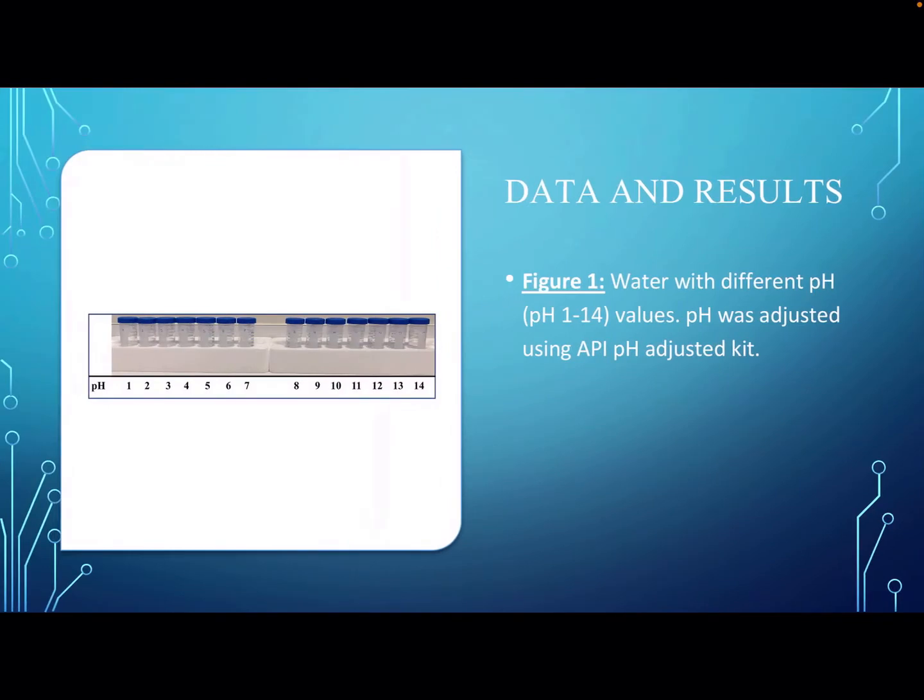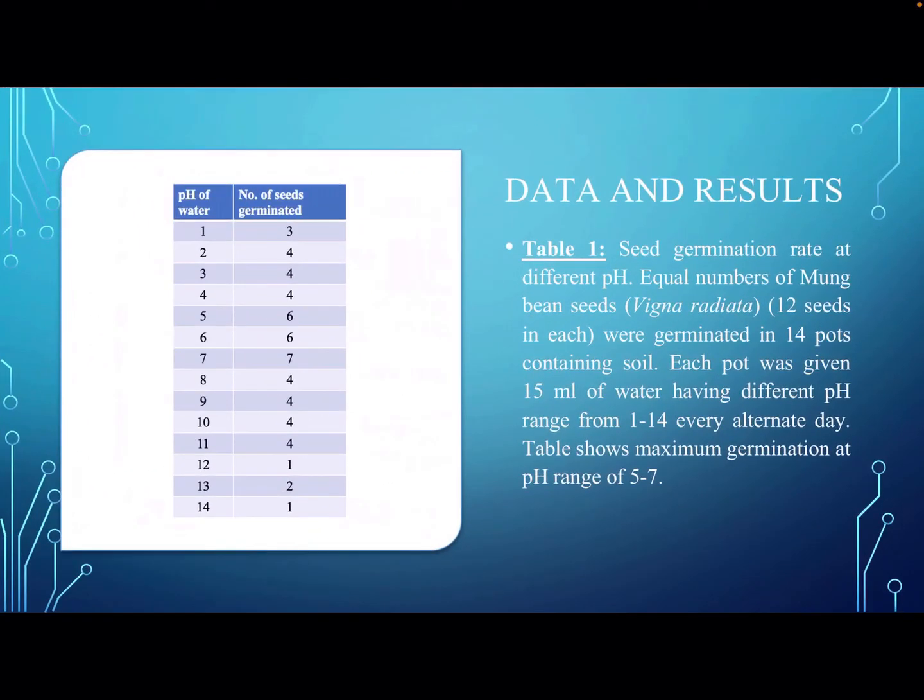Over here is a figure showing the different pHs used during my experiment. Now over here we are seeing the number of seeds that germinated in each pH. As you can see, the ones with 5, 6 and 7 had the best germination, with the most number of seeds that germinated, with number 7 having the optimal seed germination.